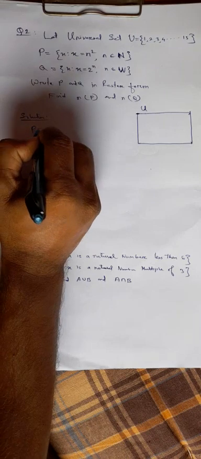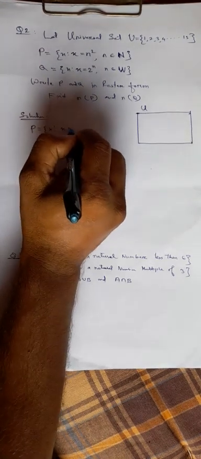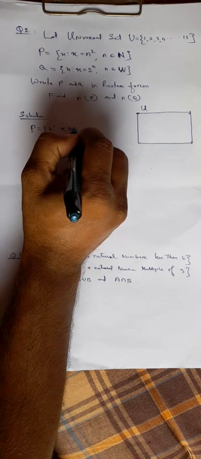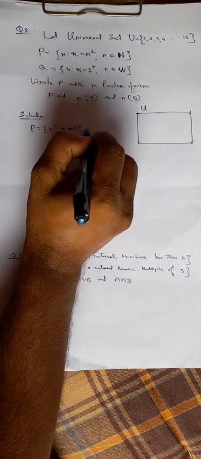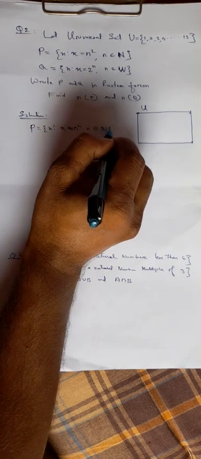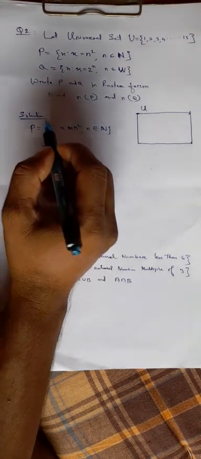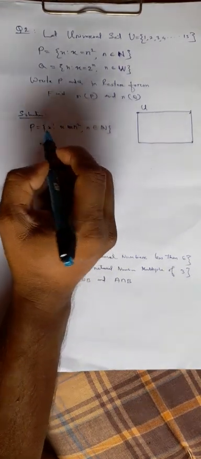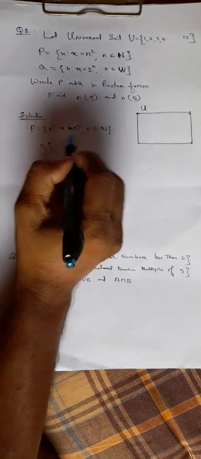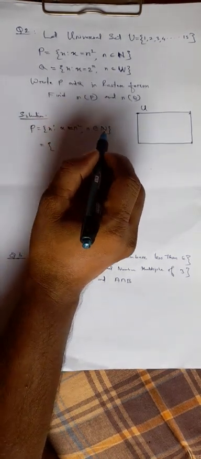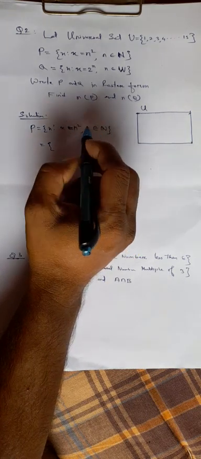P equal to {x such that x equal to n square, n belongs to the set of natural numbers}. Now let us try to write the elements of P in tabular form, roster form. Now if you put n equal to 1, here it says n belongs to natural numbers.